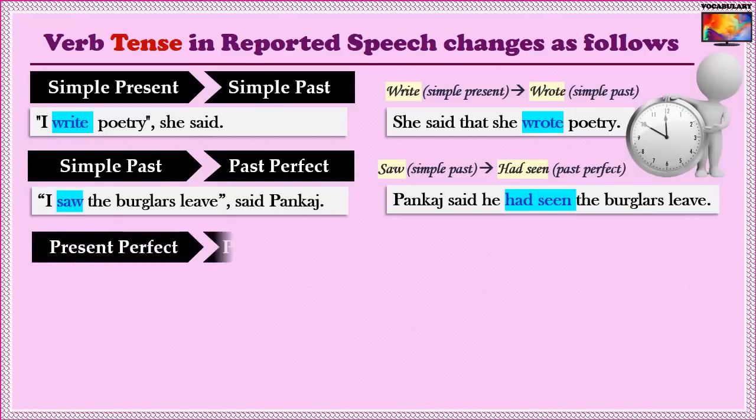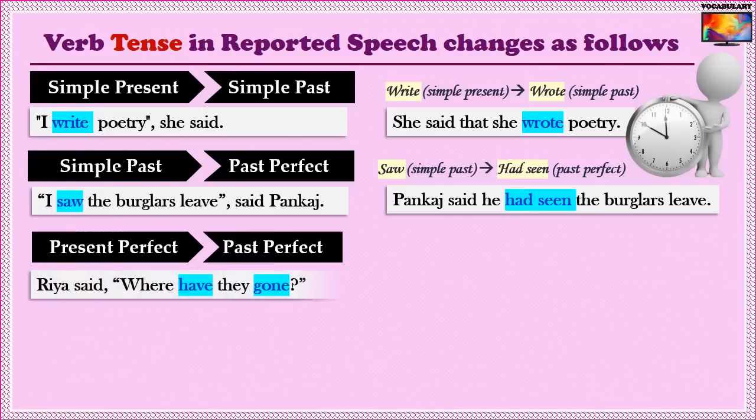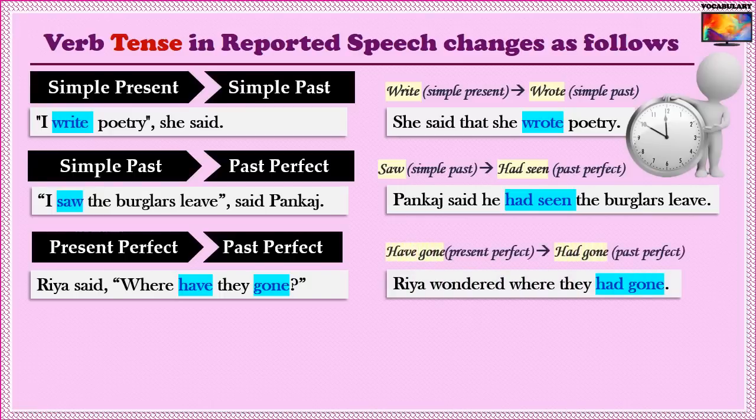Present perfect tense also becomes past perfect. For instance, Ria said, where have they gone? This is a question in direct speech. The basics remain the same for statements and questions. So note the verb phrase, it is have gone, which is in present perfect tense. The indirect speech of this would be, Ria wondered where they had gone. Have gone changes into had gone, which is in past perfect.